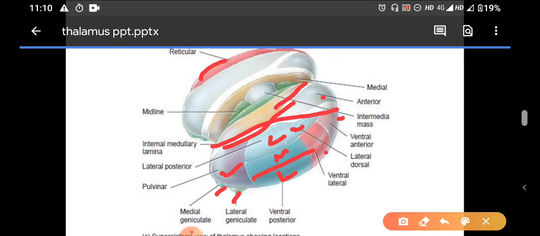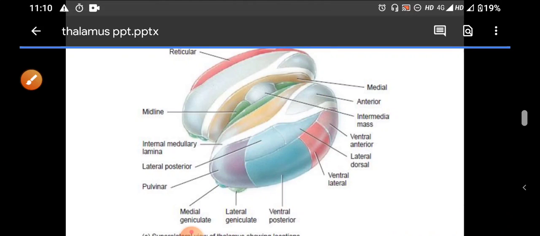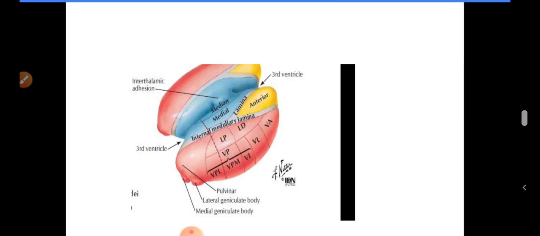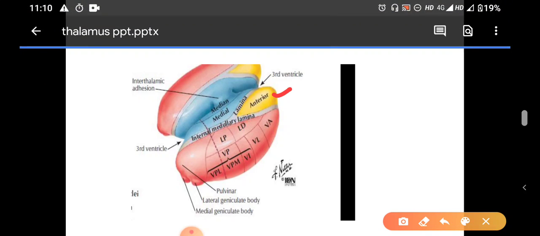On the top view you can see this is the reticular nuclei. Again on the surface the name is written, you can see this is the anterior one, this is the midline nuclei, this is the third ventricle. You can see on the ventral surface ventral anterior, ventral lateral, ventral posterior, in that ventral posterior lateral, ventral posterior medial, then the lateral group of nuclei, lateral dorsal, lateral posterior and the pulvinar group of nuclei.